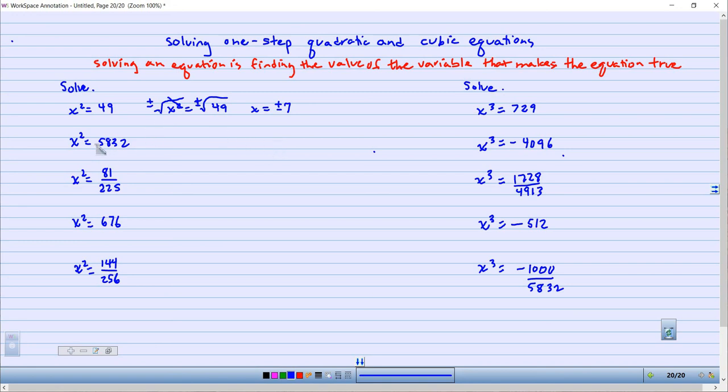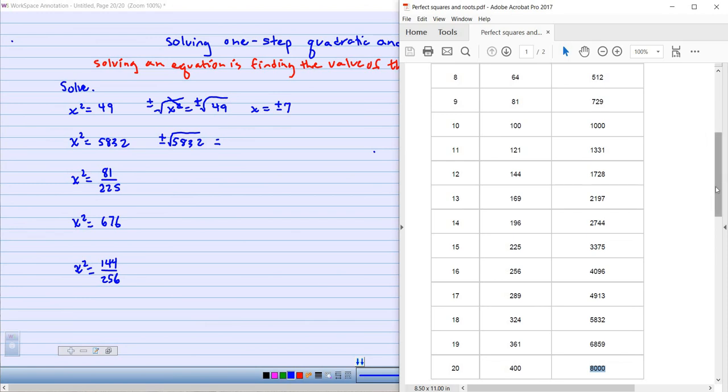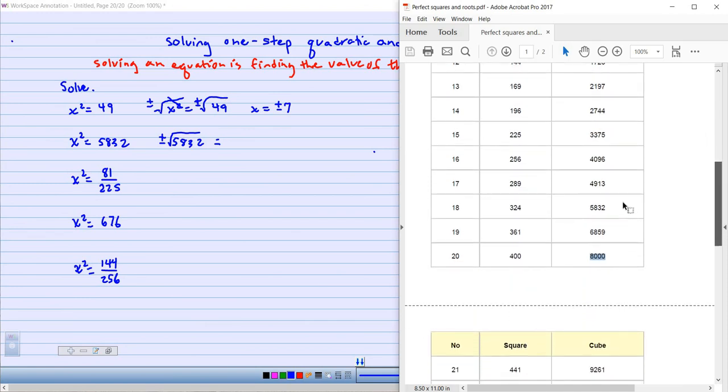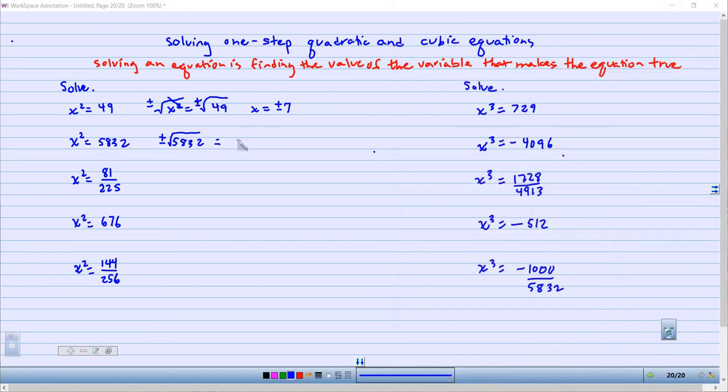All right, so this time what we want is, and I'm just going to go ahead and do it this way now, we want the positive and negative square root of 5832. Well, you may not have that memorized, so I'm going to go ahead and pull up the table. And if we take a look, 5832, the positive square root of that is 18. All right, so x is actually plus or minus 18, or positive 18 and negative 18.